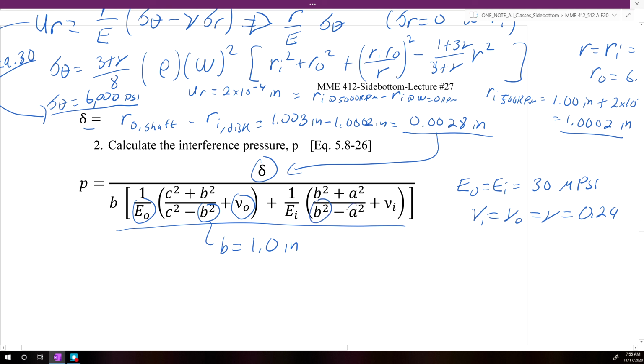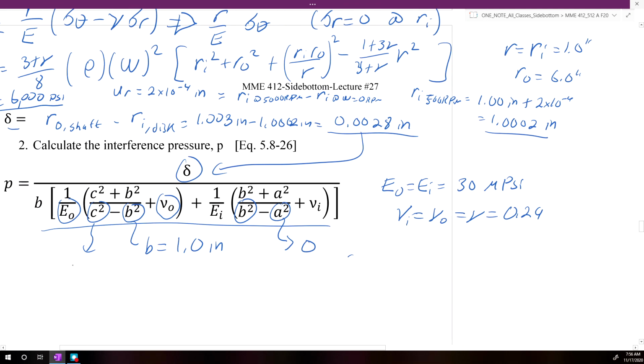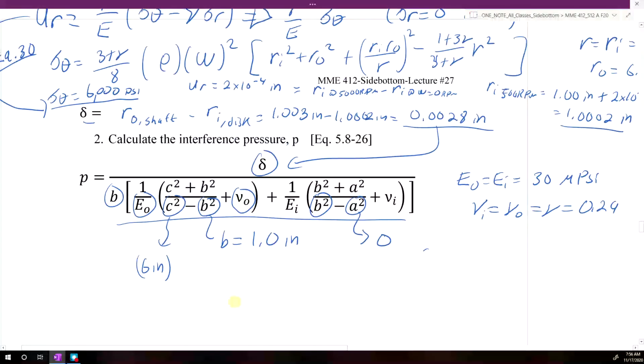And then our inner radius of our shaft is going to be equal to 0 since it's a solid shaft. And then our C is going to be equal to the outer radius of our disk, which would be equal to 6 inches. Okay, and then this B here is going to be our radius of our shaft, the same B, 1.0 inches. Okay, so plug in all these terms in.